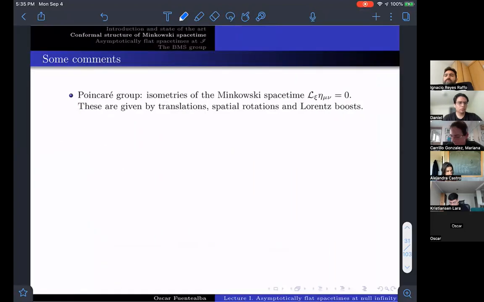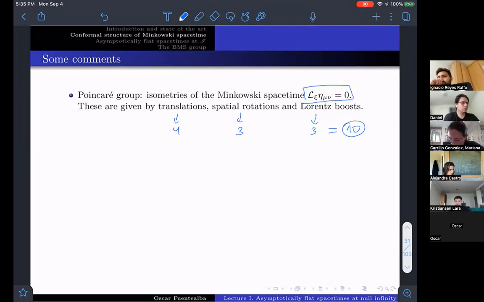Okay. So one thing that I mentioned before, but have to define yet, is what the Poincaré group is. These are the symmetries of Minkowski spacetime, the vectors that satisfy this condition here. These are given by 4 translations, 3 spatial rotations, and 3 Lorentz boosts. So we have 10 generators.